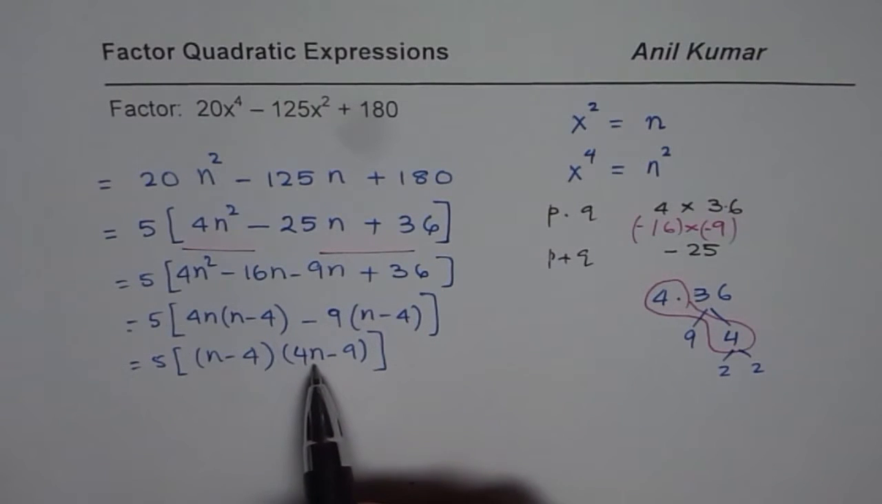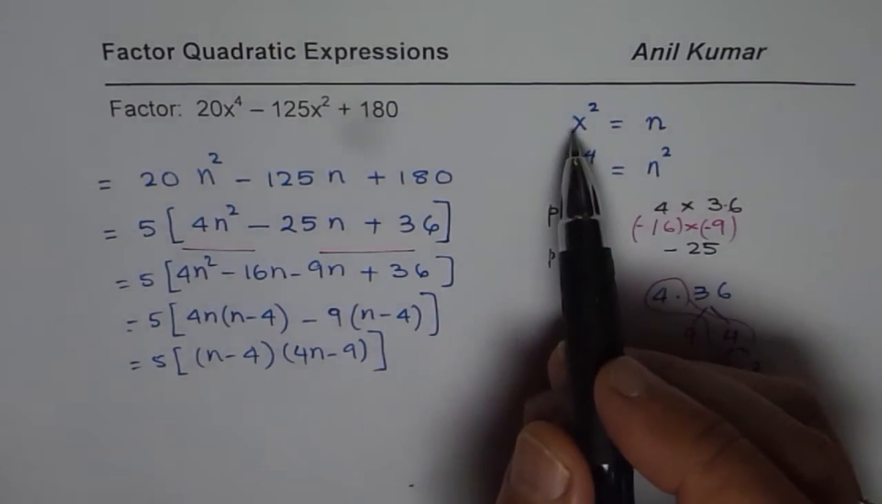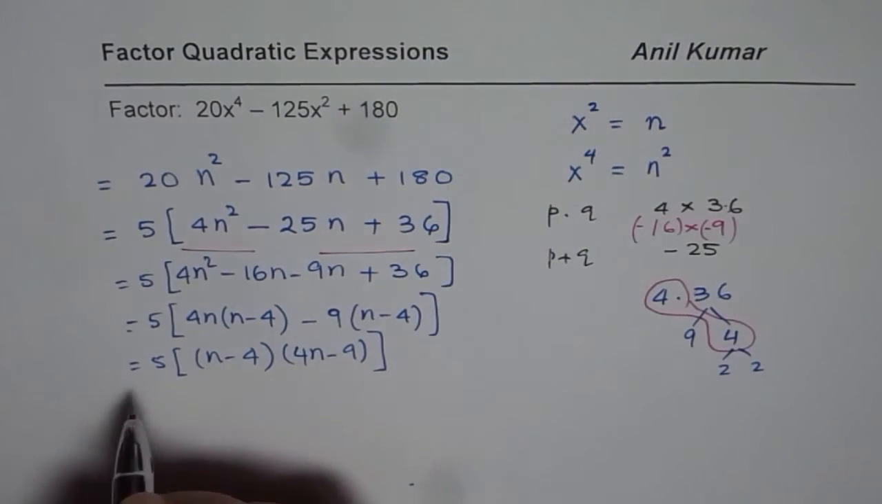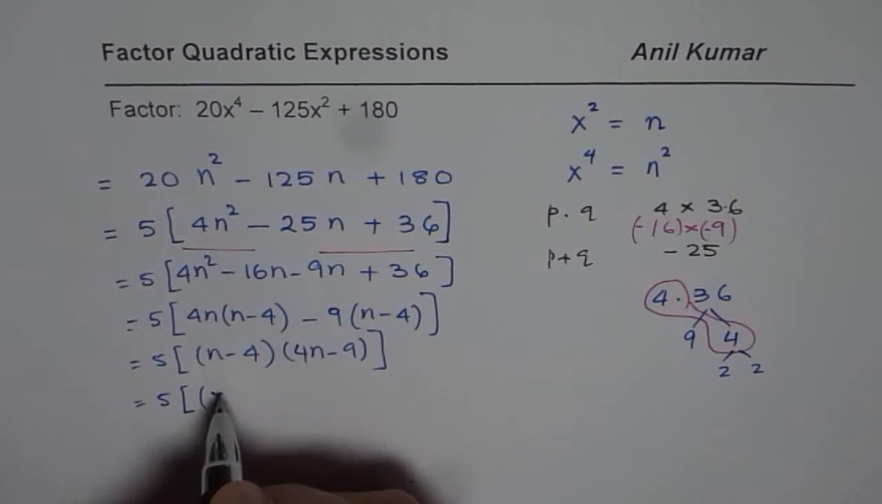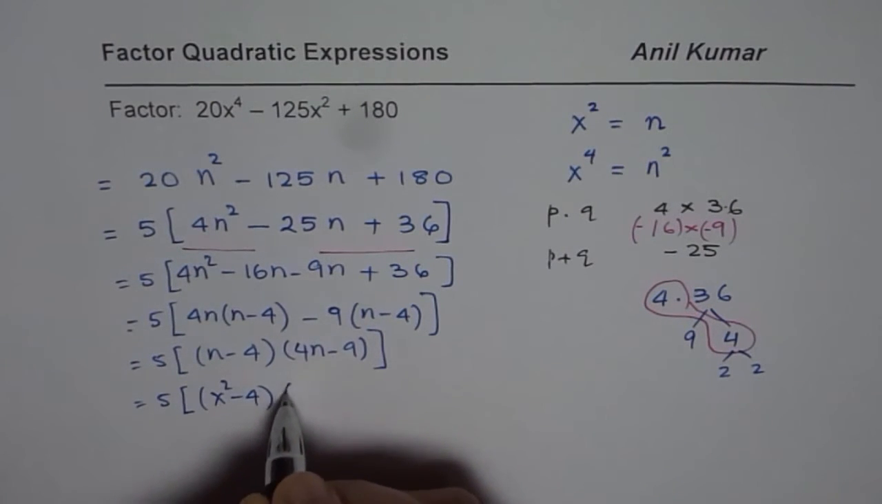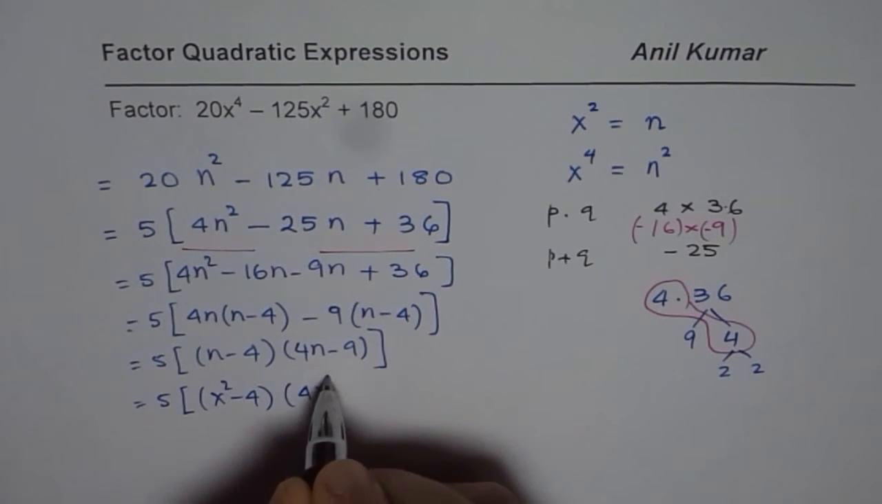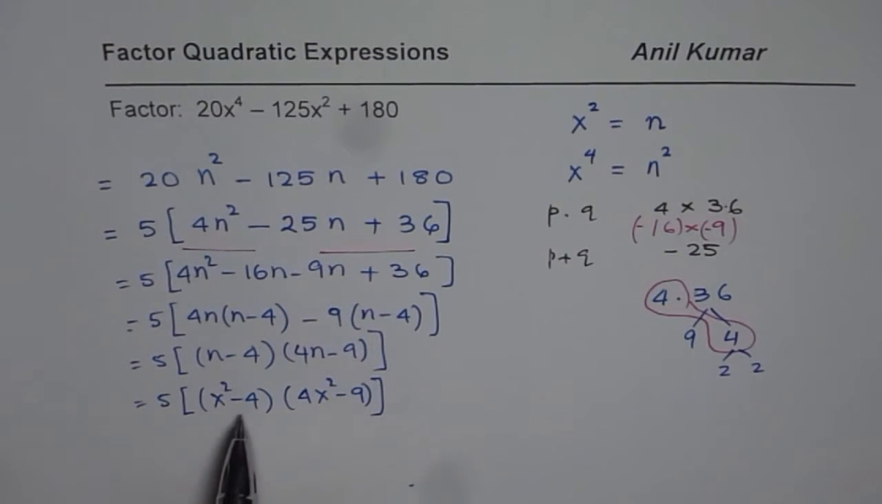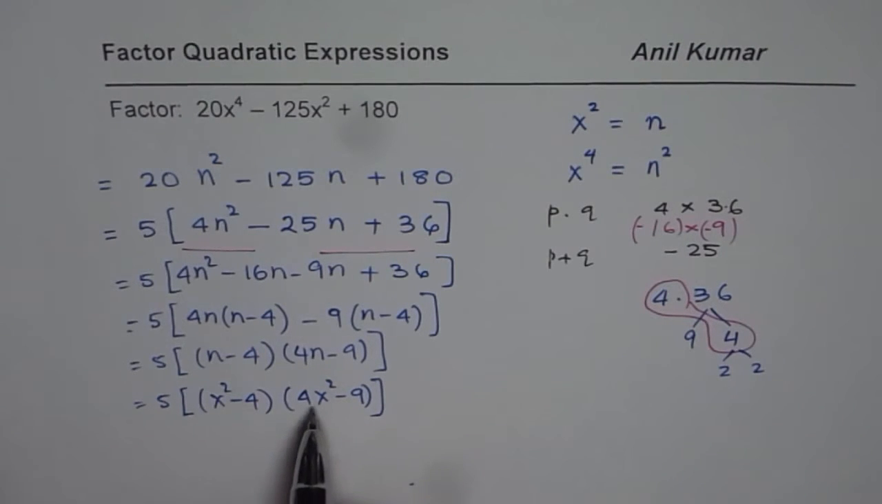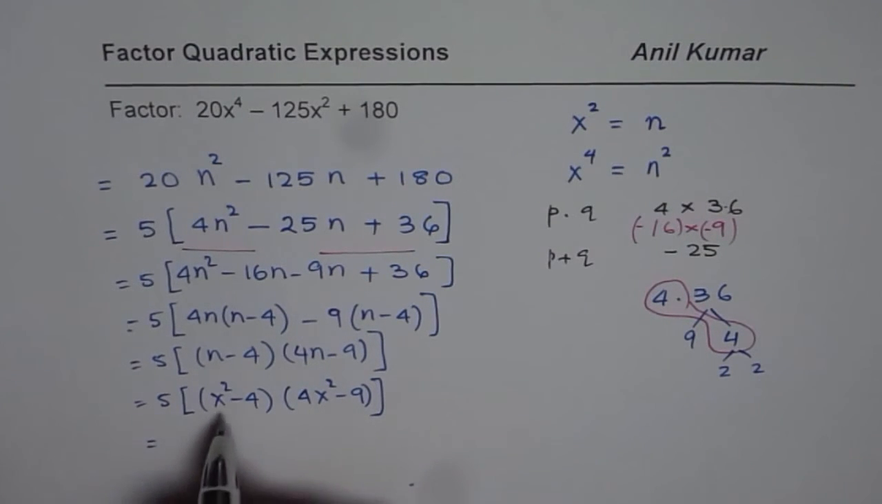But what is n? n is x squared for us. So let us write x squared for n, and then we'll further factor. We have here x squared minus 4 times 4x squared minus 9. Do you see that? Now what we get here is a difference of squares. These two are differences of squares. So we could further factor these also. Then what do we get?